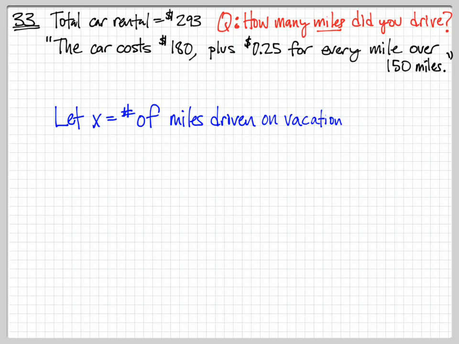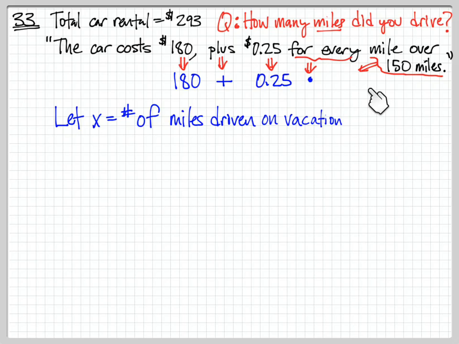I can just take the sentence up here that explains the car cost and translate word by word each portion of this into an equation. So look how I do that. 180, 180. Plus, I turn it into a plus symbol. 25 cents, 25 cents. For every, I put a multiplication sign. So 25 cents for every mile over 150.